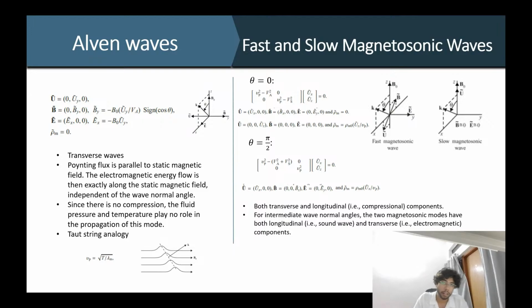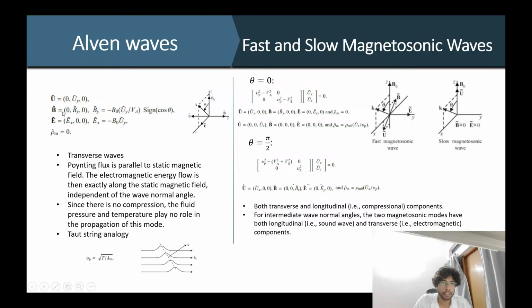It means that the fluid cannot be perturbed, or the base density of the fluid is uniform everywhere. Rho m naught is constant everywhere, and it just means that the fluid is incompressible. So that is the basic definition of incompressible fluids. So we have written here, since there is no compression, the fluid pressure and temperature play no role in propagation of this mode.